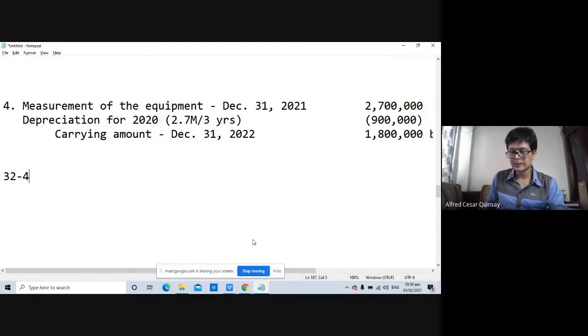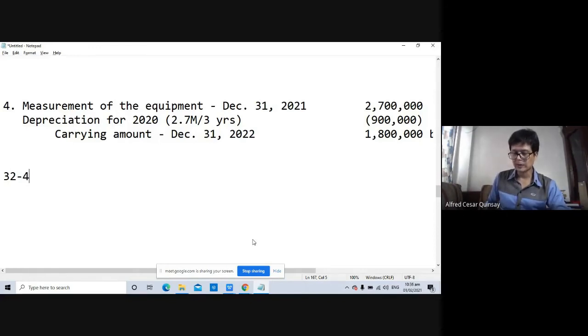A non-current asset classified as held for sale shall be presented as a current asset. If the fair value less cost of disposal is lower than the carrying amount of a non-current asset classified as held for sale, the difference is accounted for as impairment loss.